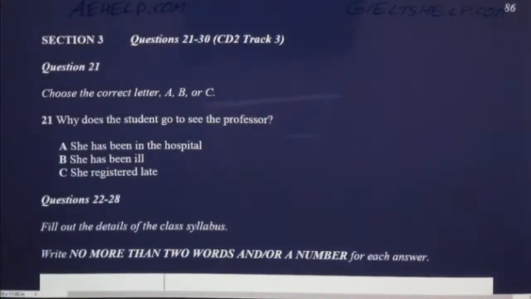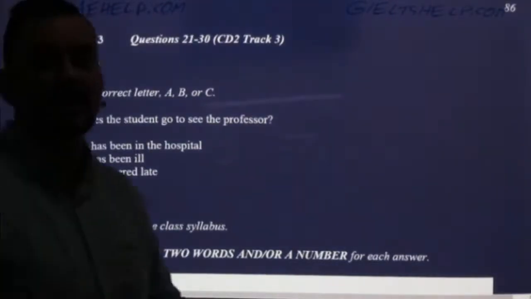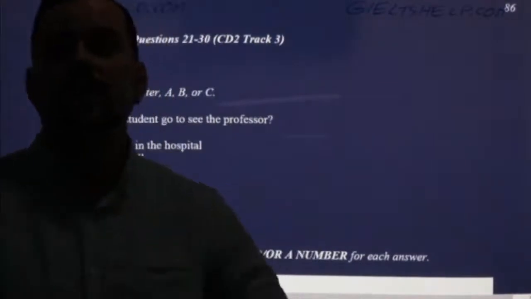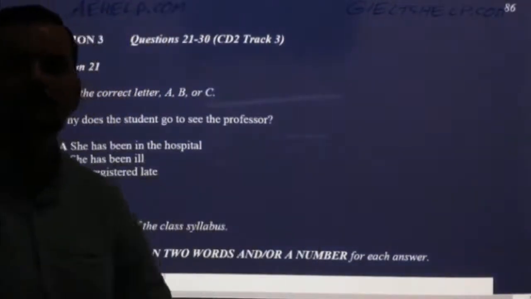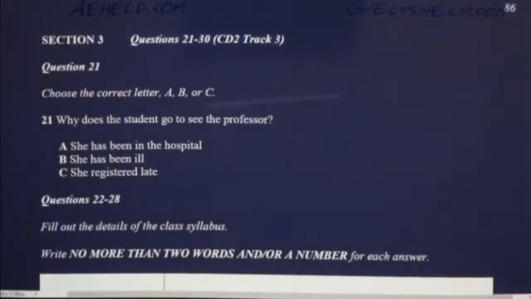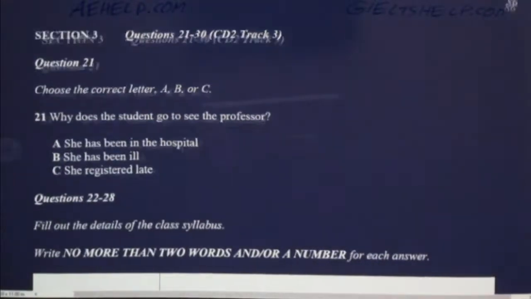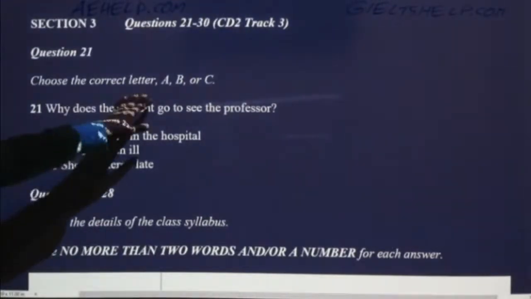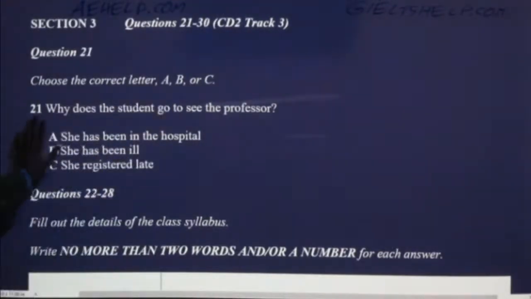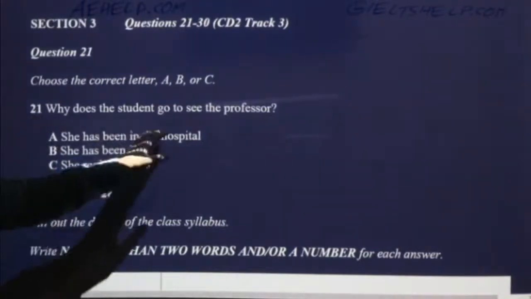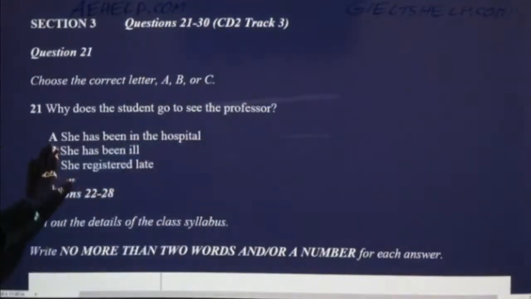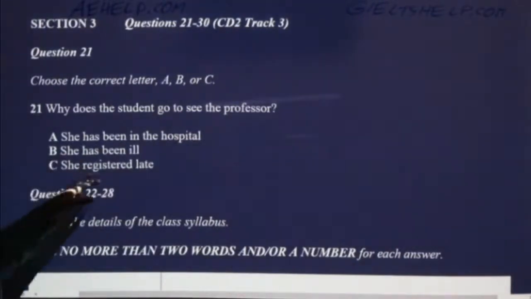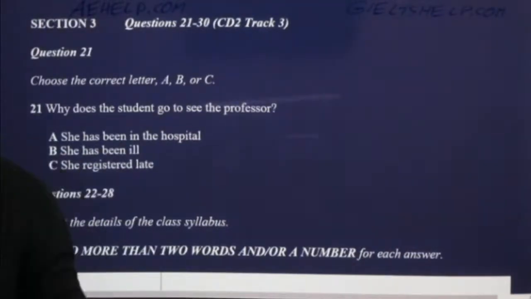So this is section 3. Section 3 is often a dialogue, so it's a conversation between 2 or more people. Okay, and here we go. Let's do this. All right. So choose the correct letter A, B, or C. Number 21. Why does the student go to see the professor? Is it A, she has been in the hospital, B, she has been ill, or C, she registered late? A, B, or C?